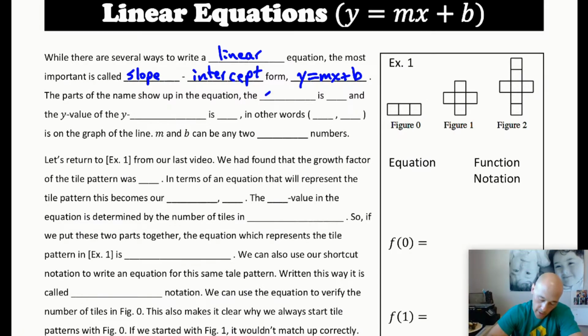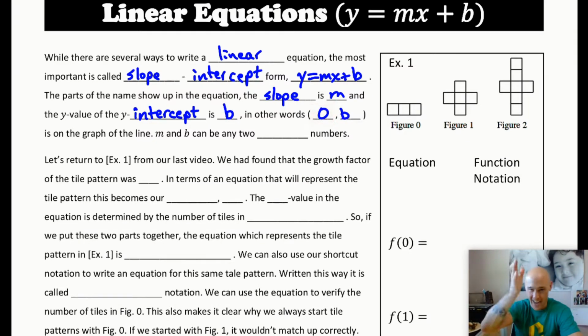The slope is m, and the y value of the y-intercept is b. In other words, the point (0, b) is on the graph of the line, and that's on the y-axis because the x value is 0, which means it has to be on the y-axis. m and b can be any two real numbers, and I'm not going to talk about what a real number is right now, but it's any number you can think of, like even pi or -1/2 or square root 2.